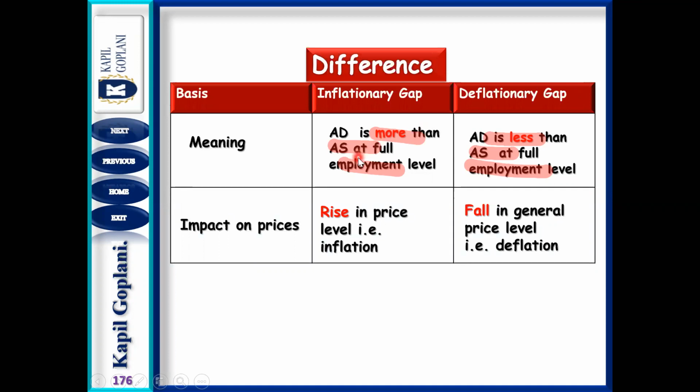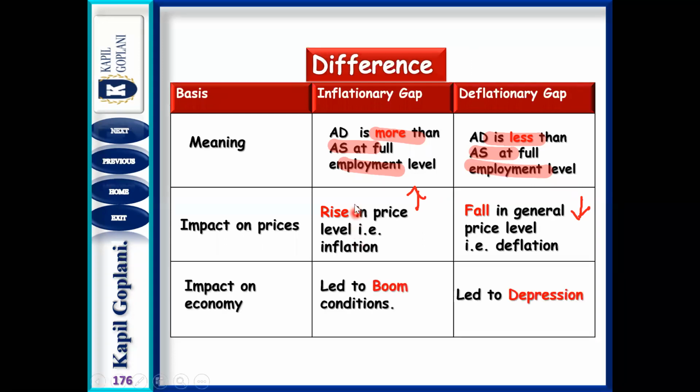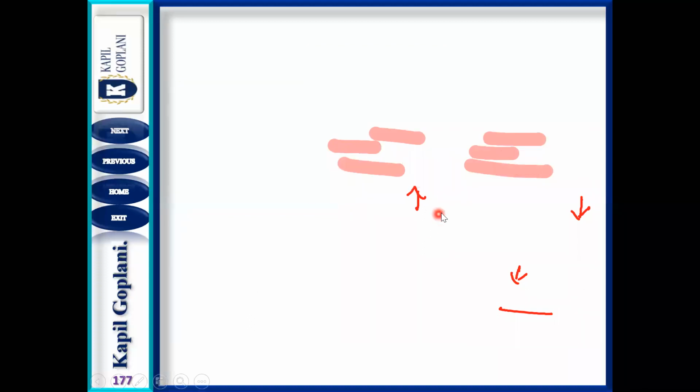Second, impact on price. Inflation always causes a rise in price. As you can see, inflation always leads to an increase in price. Deflation always causes a fall in the price level. So that is the impact on price. Next is impact on the economy. Inflation causes boom condition, as I told you, and deflation, D for deflation, D for depression. So deflation is causing depression in the economy. Okay, so this is the basic difference between the two.